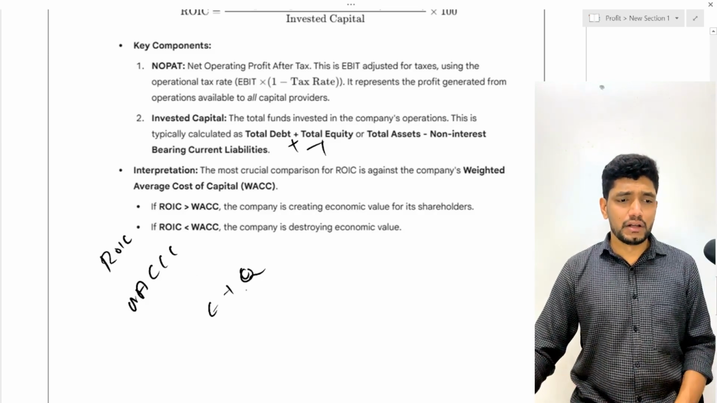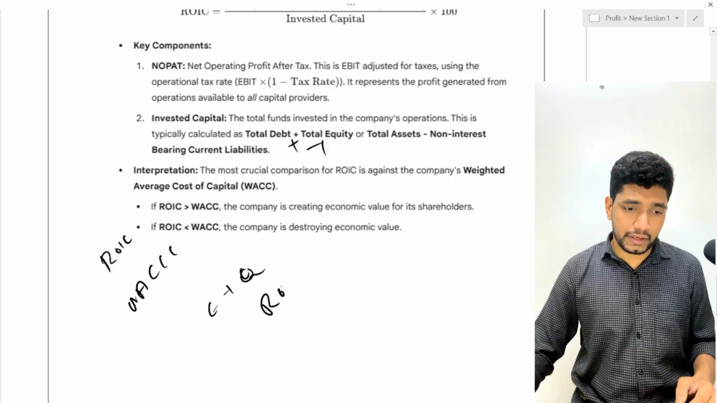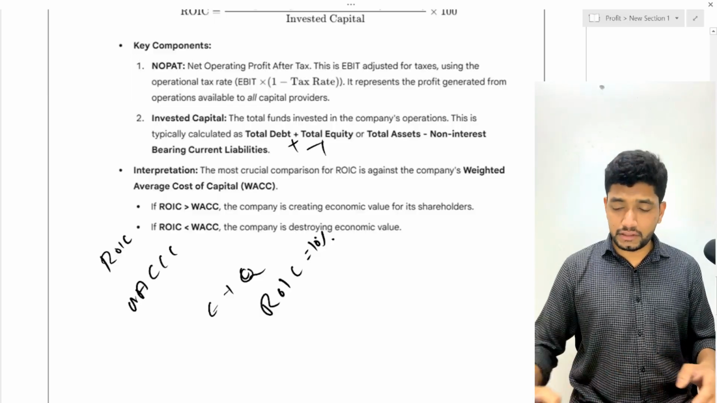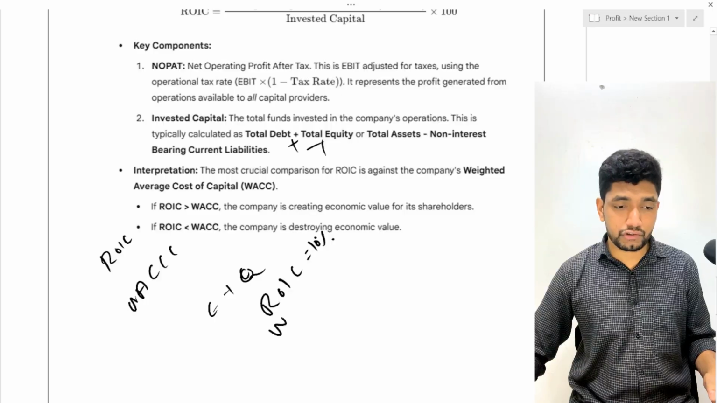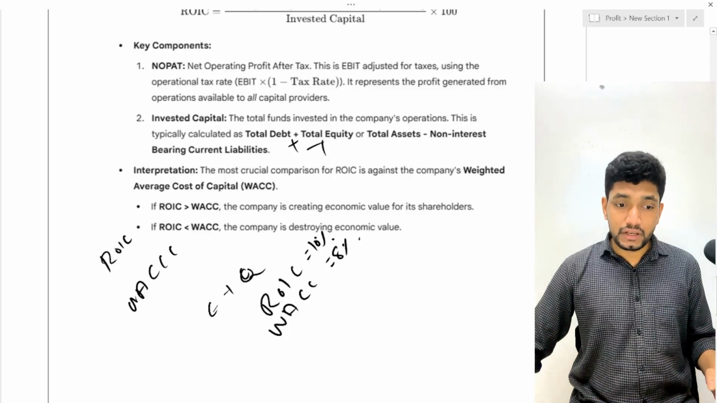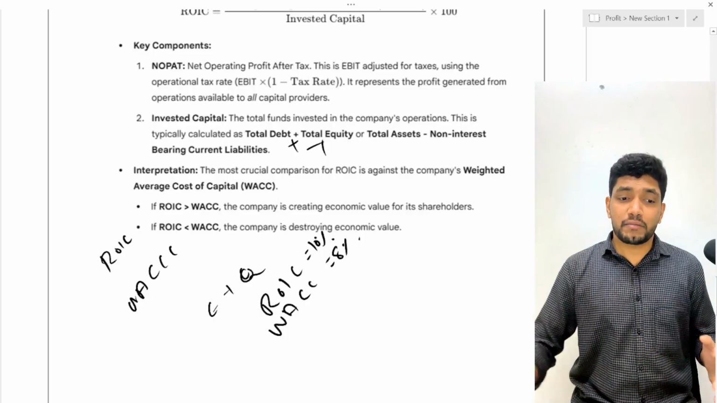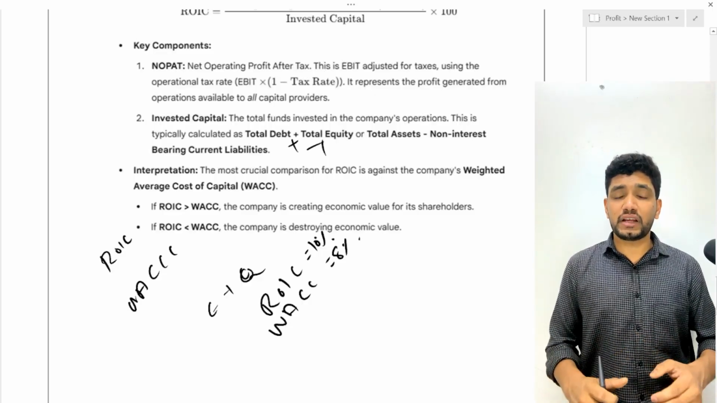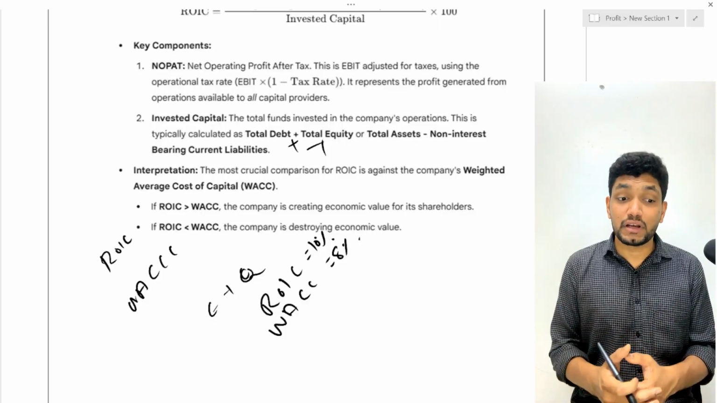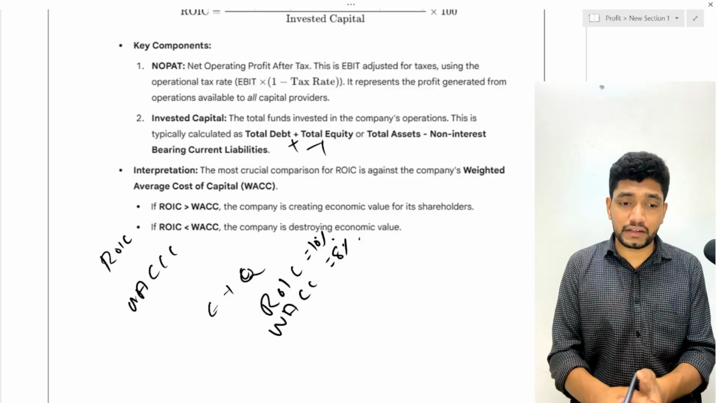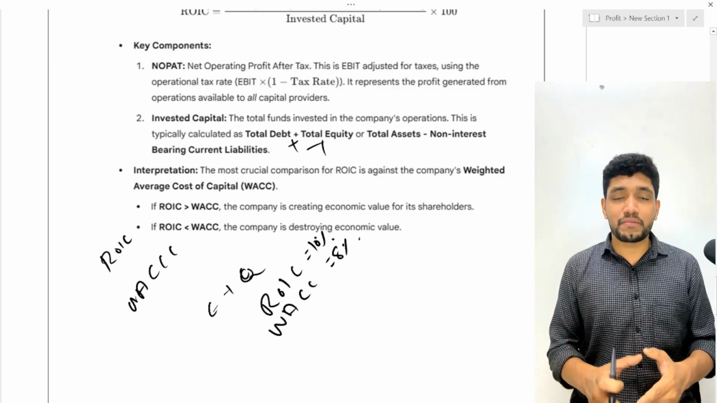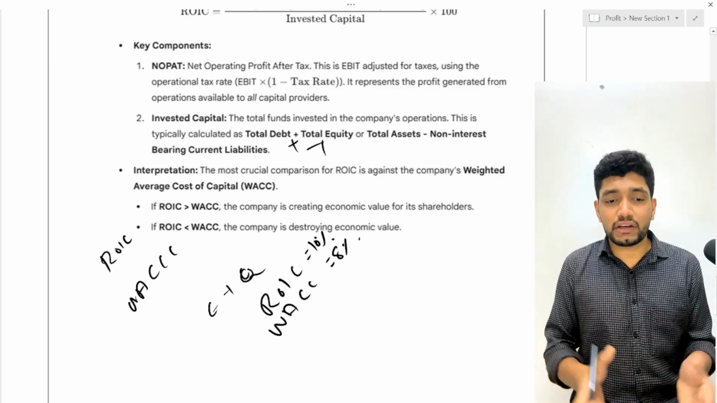For example, the return on invested capital, that means the company is generating a return of 10% for its invested value. Then if the weighted average cost of capital is 8%, just assume, there is a remaining 2% here. That means the company is generating 2% more than its cost of capital. It's a 2% higher return than its weighted average cost of capital. So which indicates that this 2% will be an economic value addition to the equity shareholders.